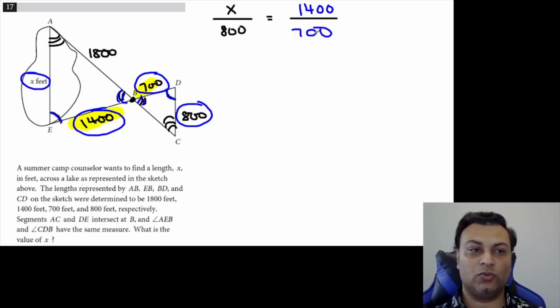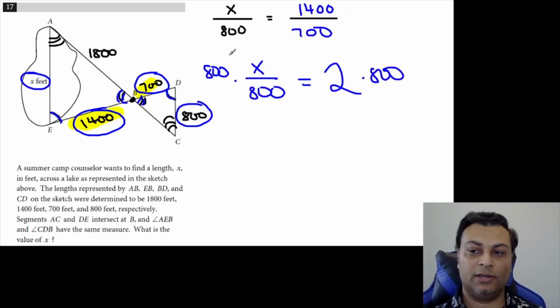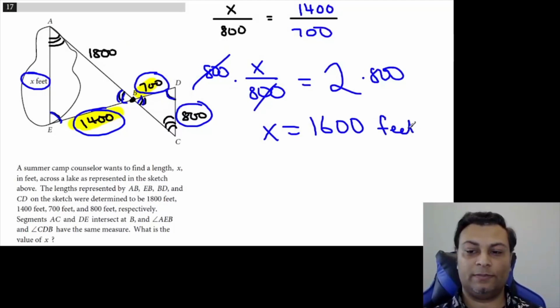And this is 2. 1400 divided by 700. It's a non-calculus section, but we have to know that that comes out to 2. And then you multiply by 800. And you're done. X is 1600. It's 1600 feet, but X is already in feet. So the answer that you would have to key in would be 1600.